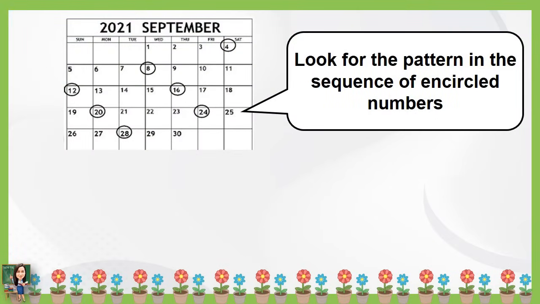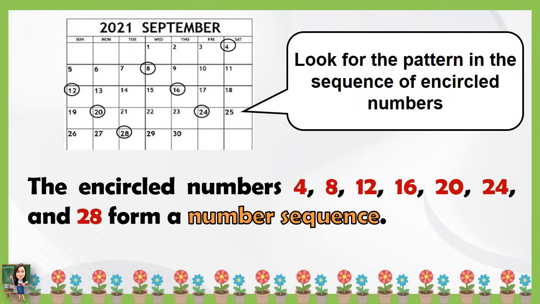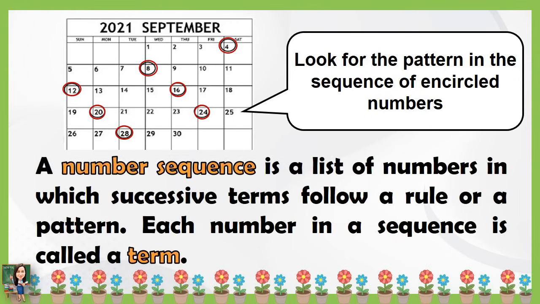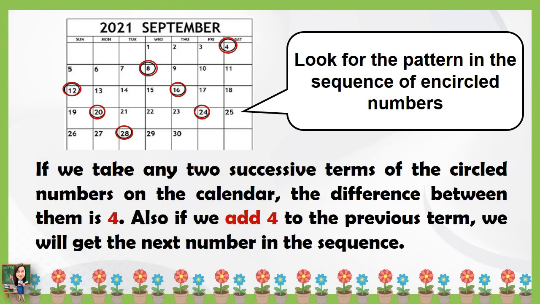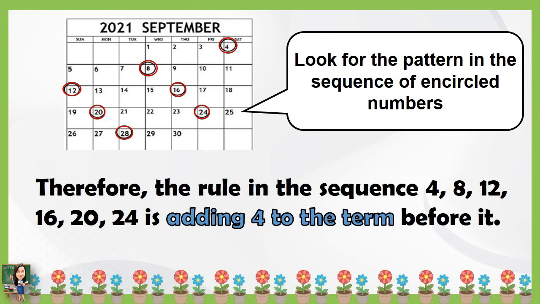Look for the pattern in the sequence of encircled numbers. The encircled numbers 4, 8, 12, 16, 20, 24, and 28 form a number sequence. A number sequence is a list of numbers in which successive terms follow a rule or a pattern. Each number in a sequence is called a term. If we take any two successive terms of the circled numbers on the calendar, the difference between them is 4. Also, if we add 4 to the previous term, we will get the next number in the sequence. Therefore, the rule in the sequence 4, 8, 12, 16, 20, 24 is adding 4 to the term before it.